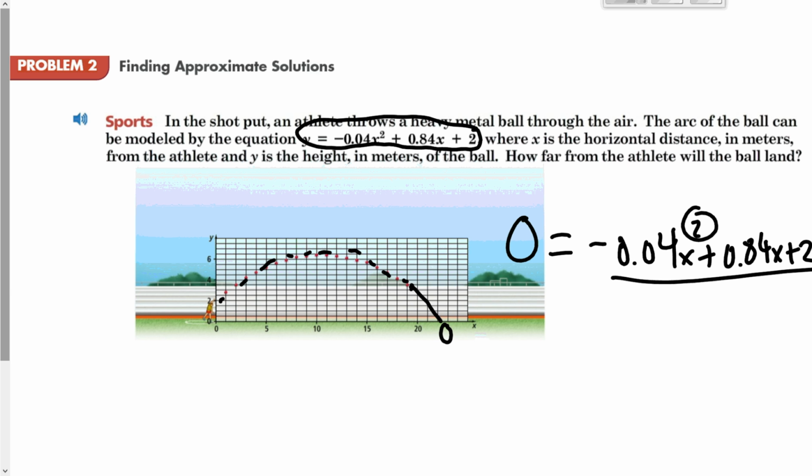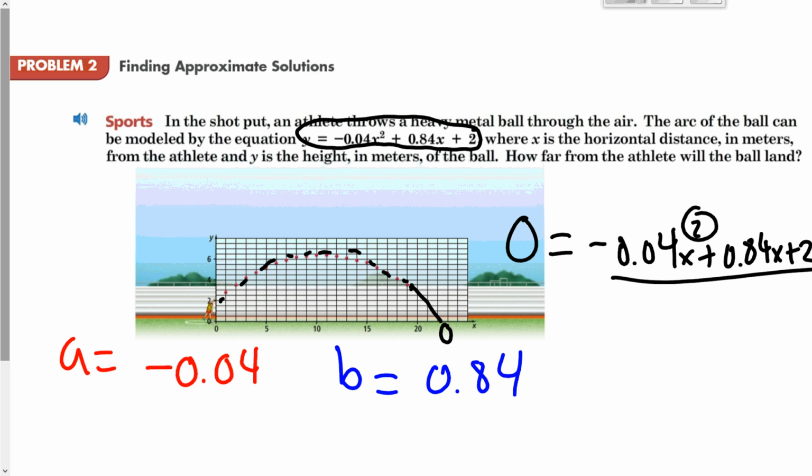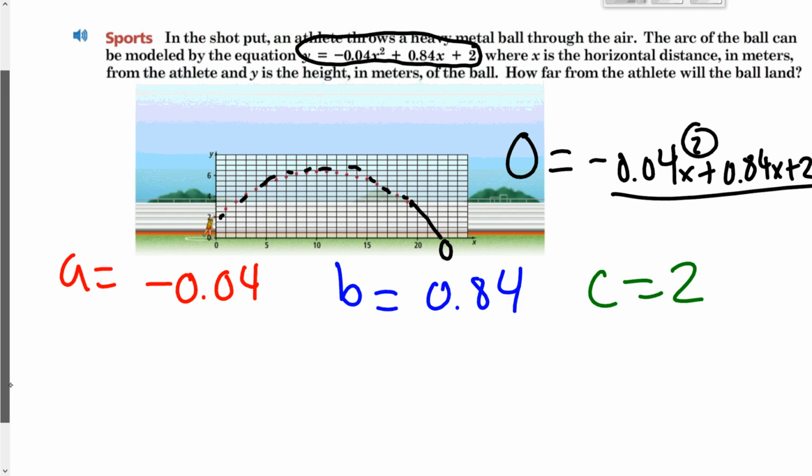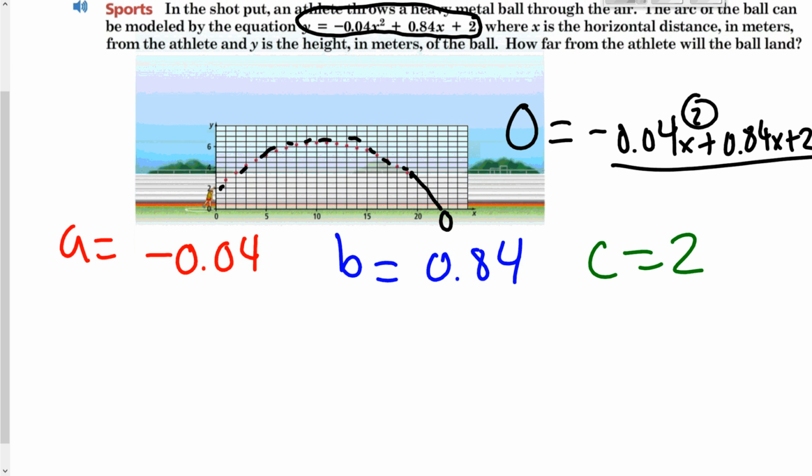Now we can find our a, which is negative 0.04. We can find our b, which is 0.84, and our c, which is the constant, the number without the variable, which is 2. And now can I enter that into our quadratic formula and find our x where it hits the ground, our distance where it hits the ground. And again, you're going to have 2 answers, right? One answer is going to be back here. Let me do black.